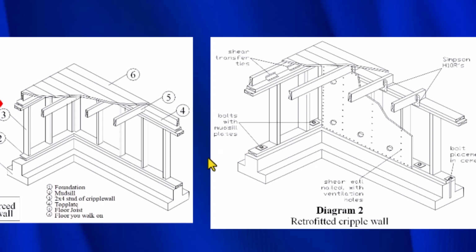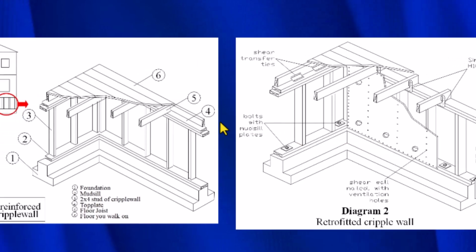Now this mud sill right here, we can't have that sliding on top of the foundation, because if it does, the cripple wall will go with it and it'll slide off the foundation. So what we've done over here is we put in the bolts. So we have a bolt here, we have a bolt here, and then there's also some bolts behind the plywood.